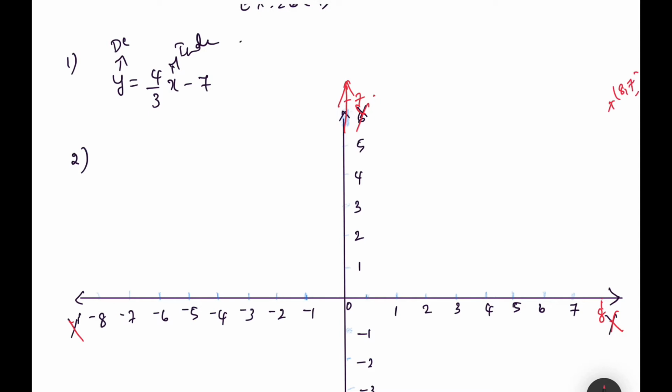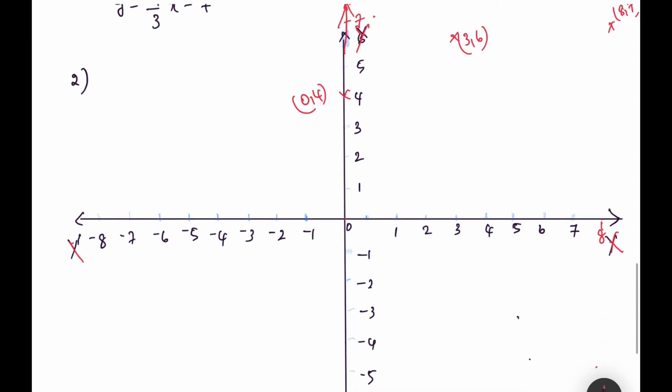Then coming to the next point, (3, 6). 3 is here. With the 3 you go up. Here you find 6. So you can mark it as (3, 6). The third one you have (0, 4). So 0 is here. So this will be (0, 4). Next one you have (0, -4).